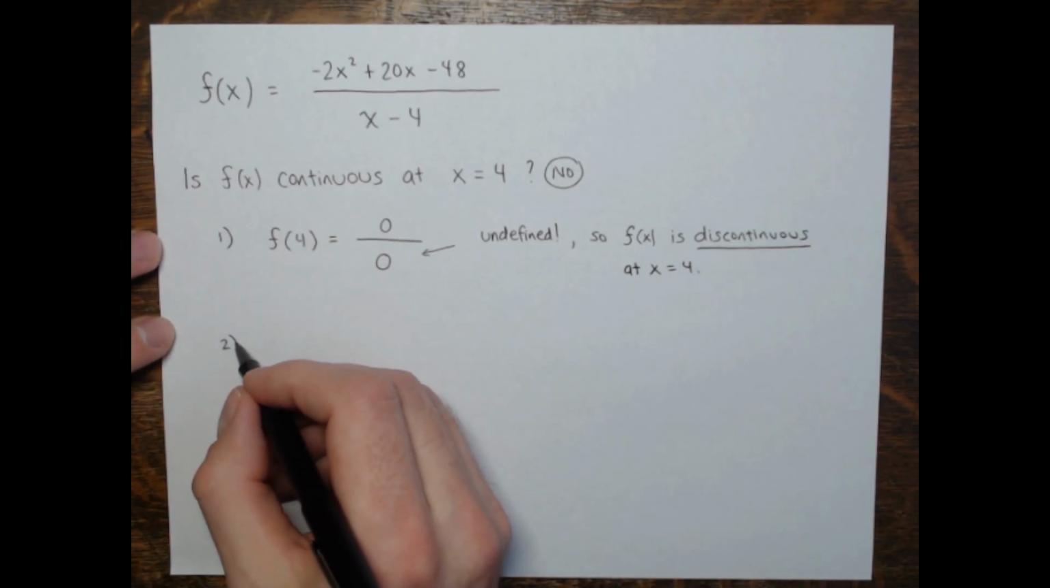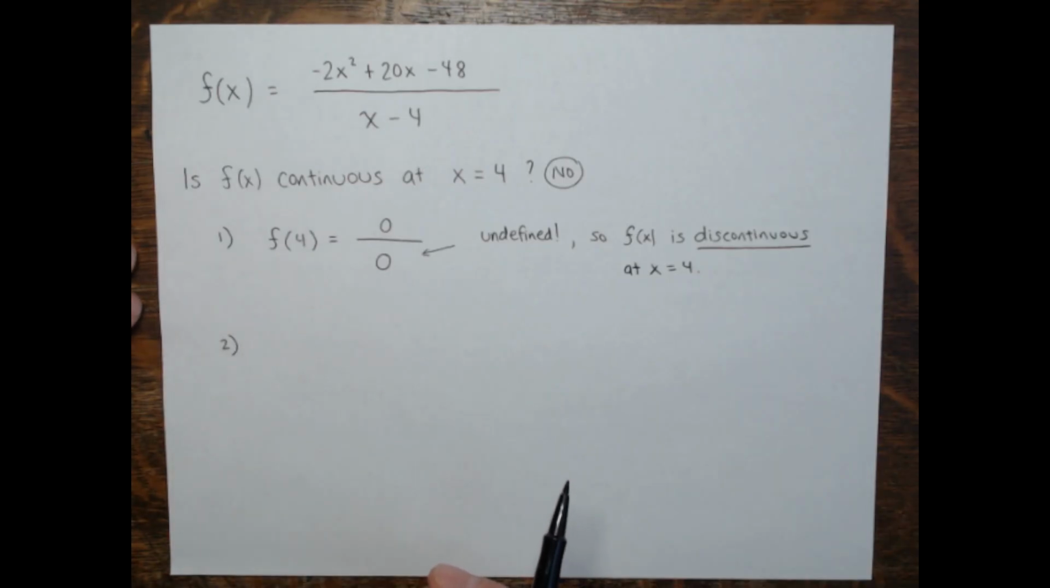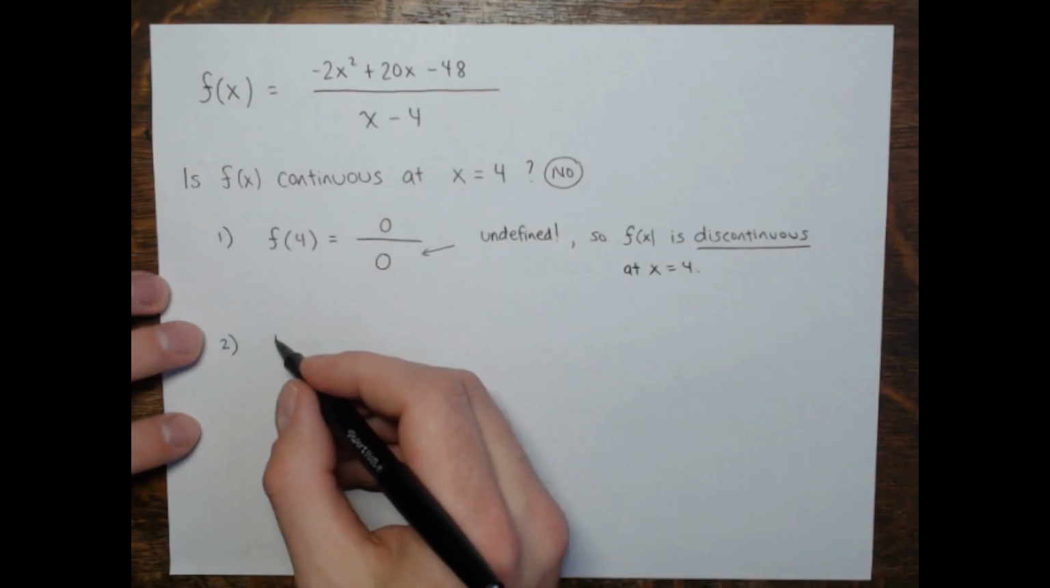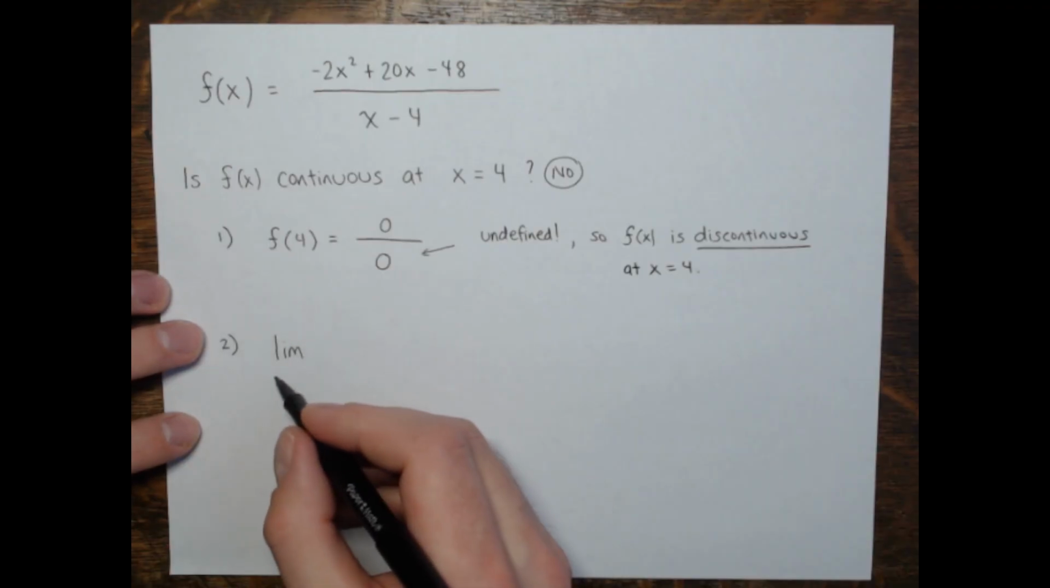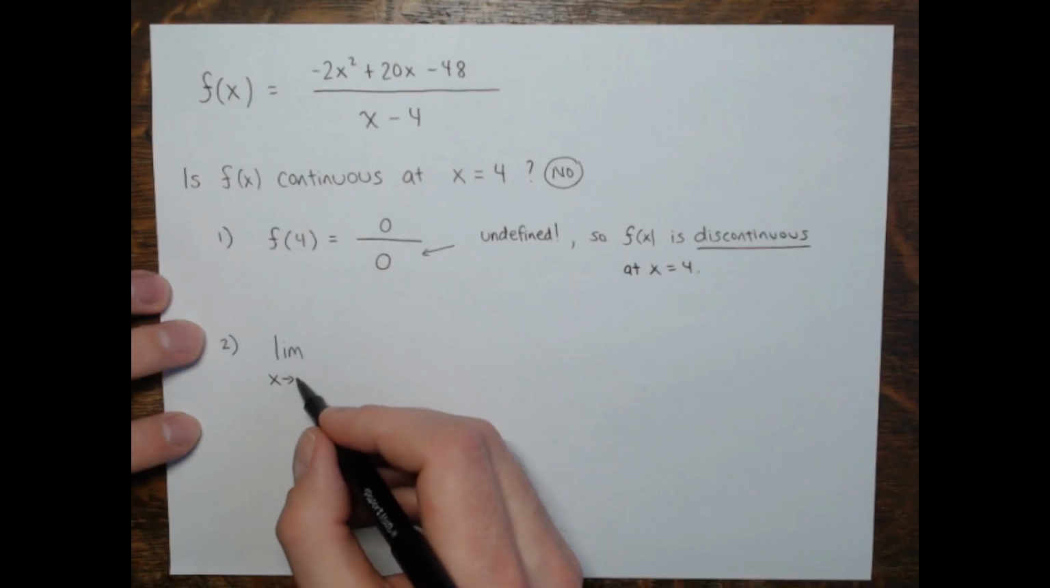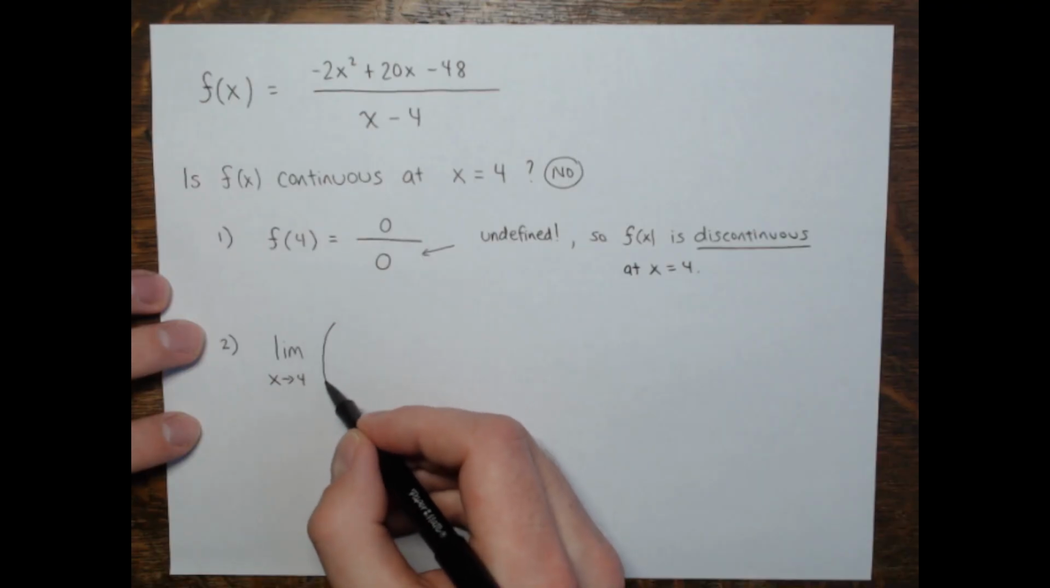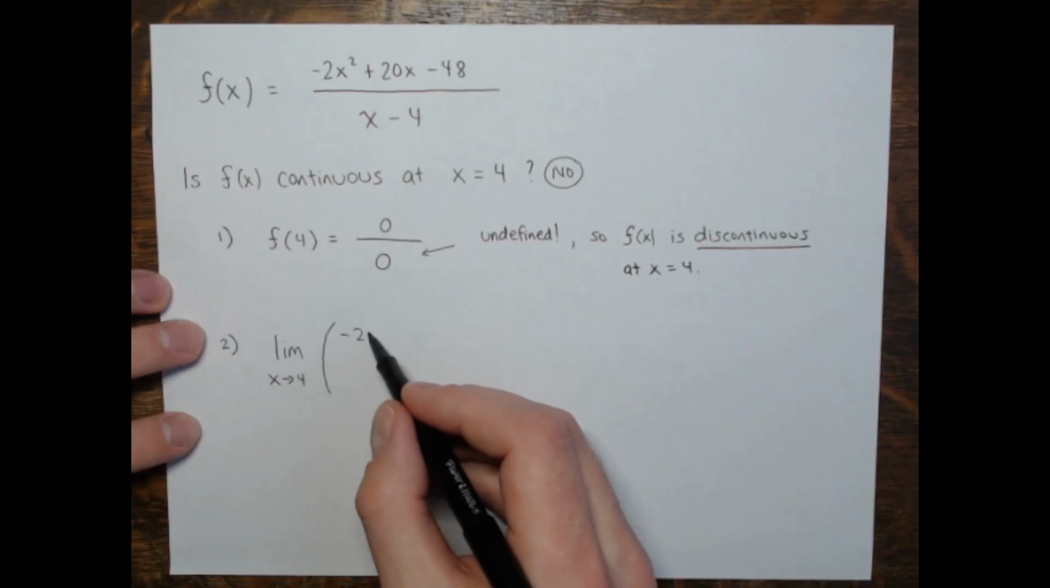So let's see, let's now remember the removable, the jump, and the infinite, they all depend on the limit, what happens as x approaches 4. So I'm going to take that. Now the limit, let's take the two-sided limit here. Limit as x approaches 4 of our function.